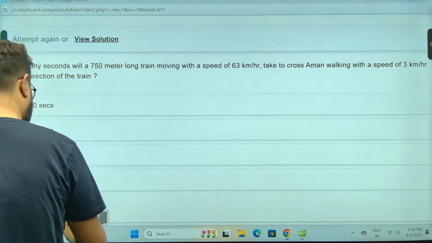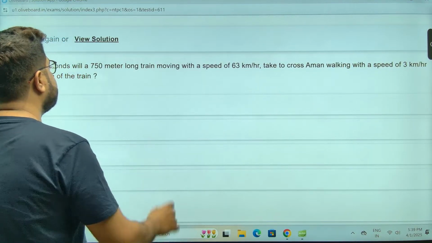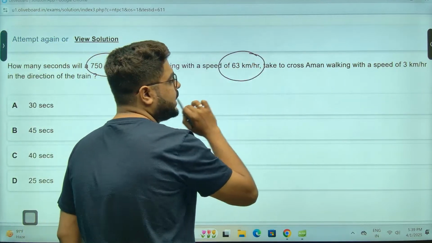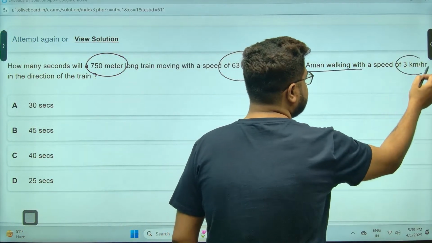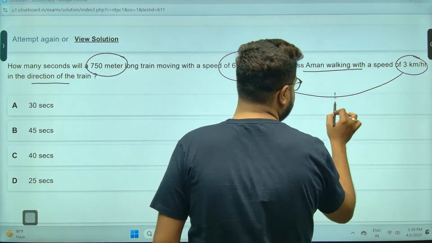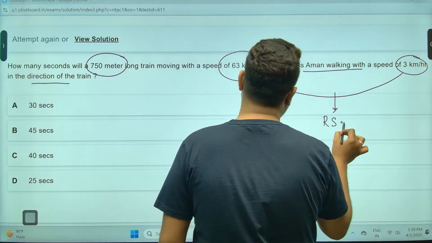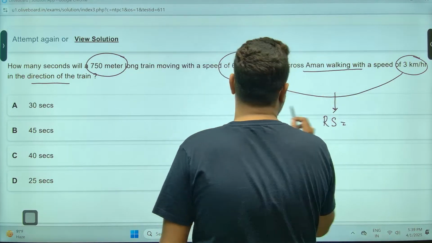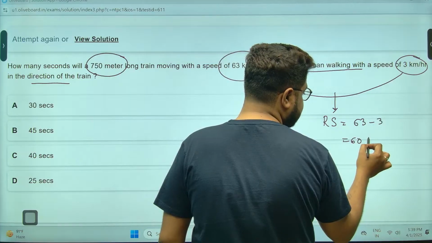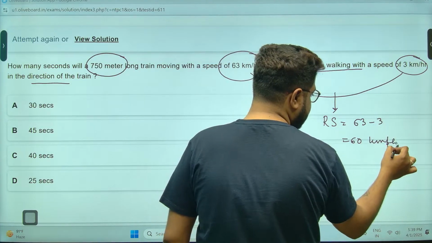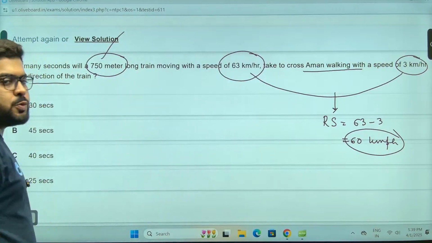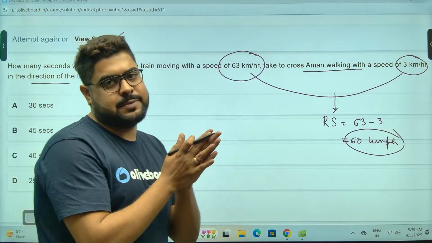Let's go, sir. A 750-meter long train, speed of 63 kilometers per hour. Aman is walking with a speed of 3 in the same direction. Sir, both are moving, meaning we need relative speed. Same direction as the train, so relative speed is 63 minus 3, which is 60 kilometers per hour.